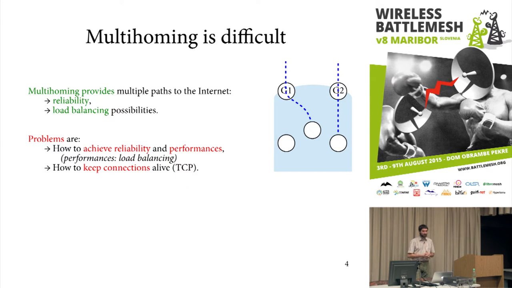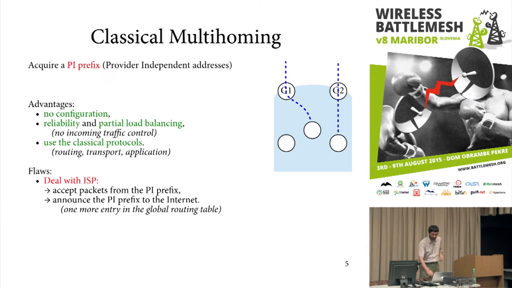However, multihoming is difficult. It provides reliability. So if one gateway, if D1, gets down, you continue to have internet connectivity through the other gateway. And you can also achieve better performance by load balancing through the two gateways. The problem is that achieving both reliability and performance is very difficult, especially while keeping a live TCP connection.